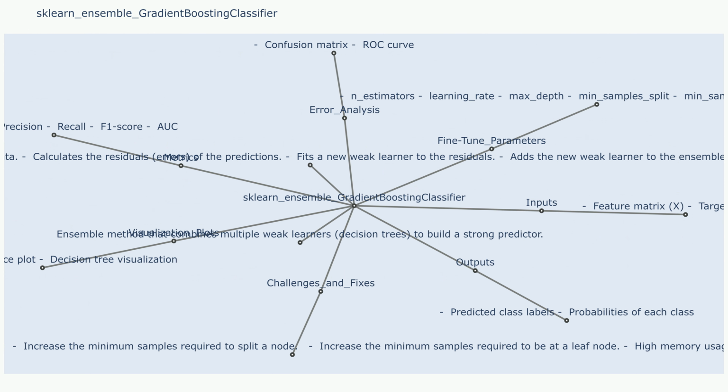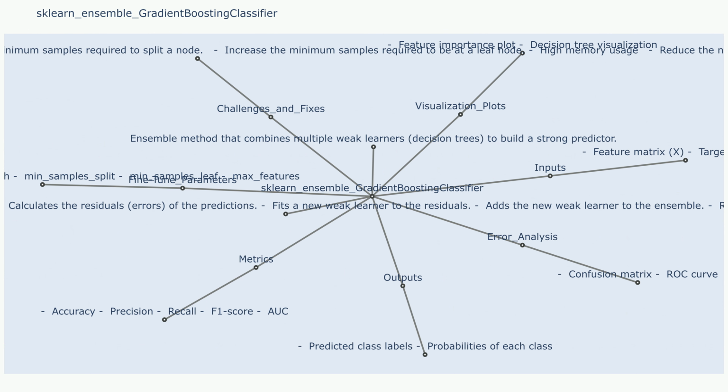Visualization plots. Feature importance plot visualizes the relative importance of each feature in the model. Decision tree plots visualize the structure of individual decision trees in the ensemble. ROC curve plots the true positive rate against the false positive rate for different classification thresholds. Precision-recall curve plots precision against recall for different classification thresholds.